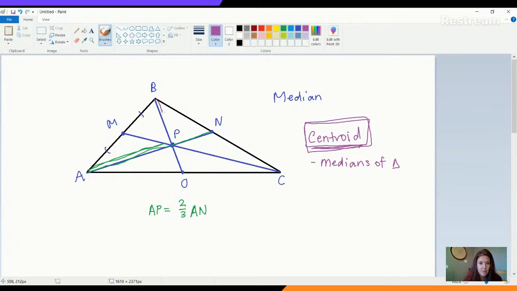So the distance from B to P was always equal to 2/3 of B to O all the way across. And the distance from C to P, right here, is always equal to 2/3 the distance of C to M, all the way. Okay, so they noticed this pattern, and guess what? Because of this pattern, we have a theorem that has to do with centroids.